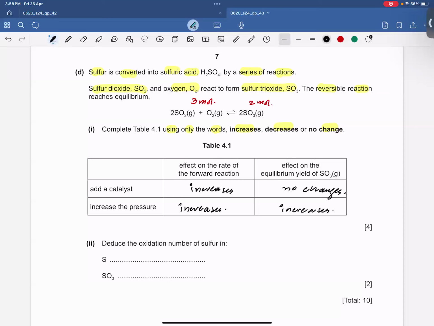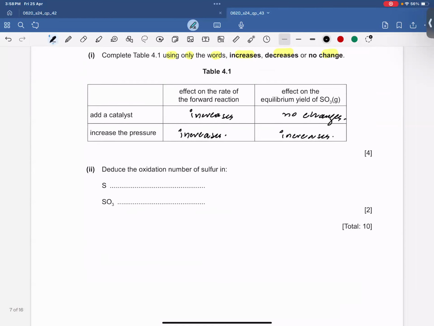Okay. Deduce the oxidation number of sulfur in S. Sulfur is a monatomic element, so all monatomic elements have 0 charge. In SO3, sulfur has an oxidation state of +6. We have done that in class also. So that's the end of this question. Let's move on to the next one.